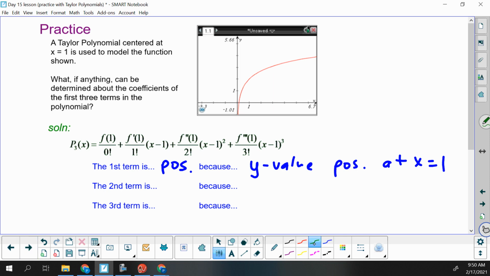Well, the coefficient of the second term, it's got a factorial. 1 factorial is not really doing anything, but the coefficient would represent the first derivative. Our first derivative at x equals 1, we're increasing, so that second term should be positive because the slope is positive at x equals 1.